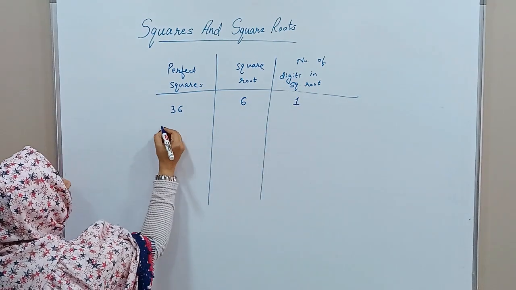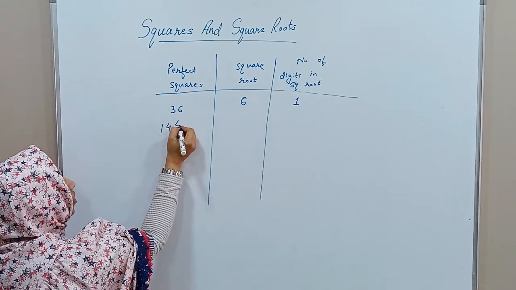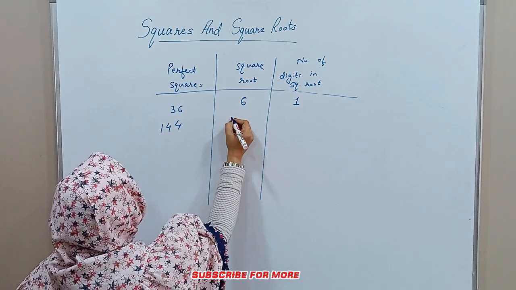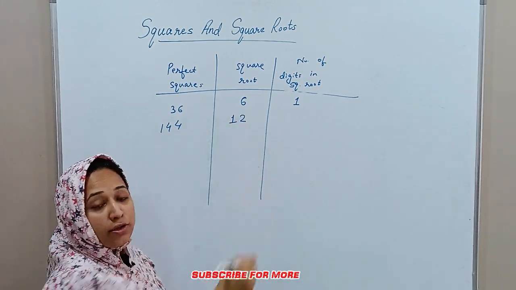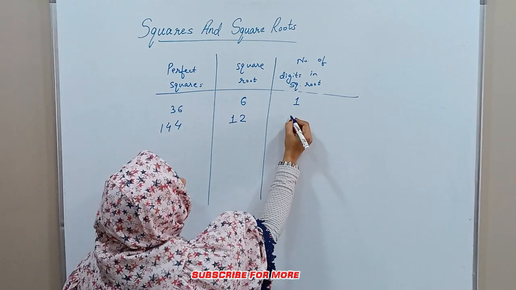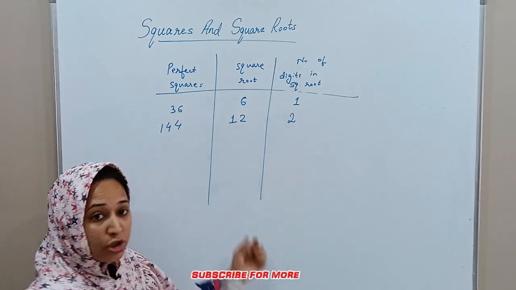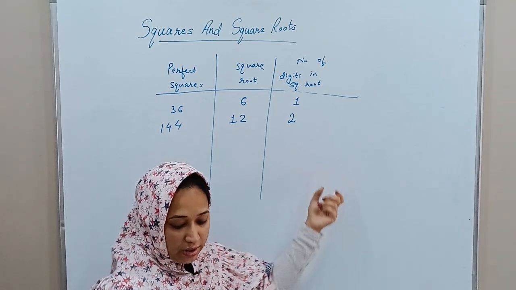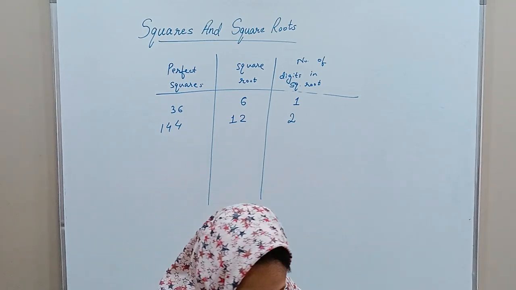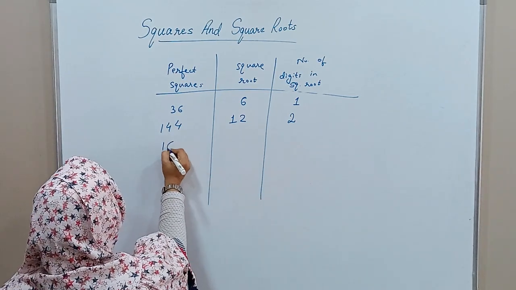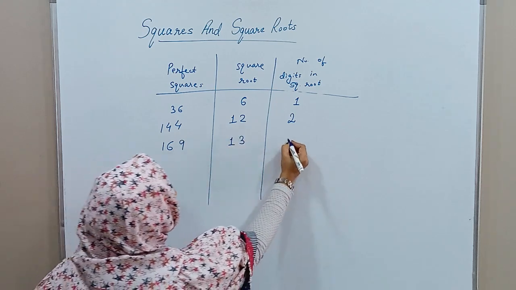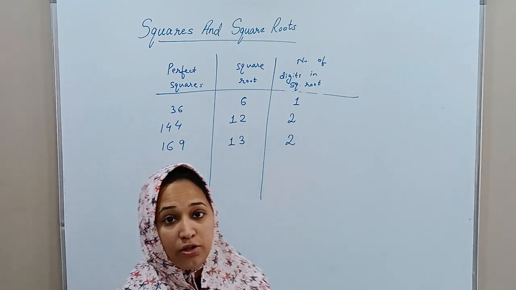Suppose I say perfect square 144. 144 is the square of 12, right? So 1 and 2 digits, right? So number of digits in the square root of 144, which is 12, is 2. Now suppose I say we have a number 169, which is the square of 13. So we have number of digits again 2.